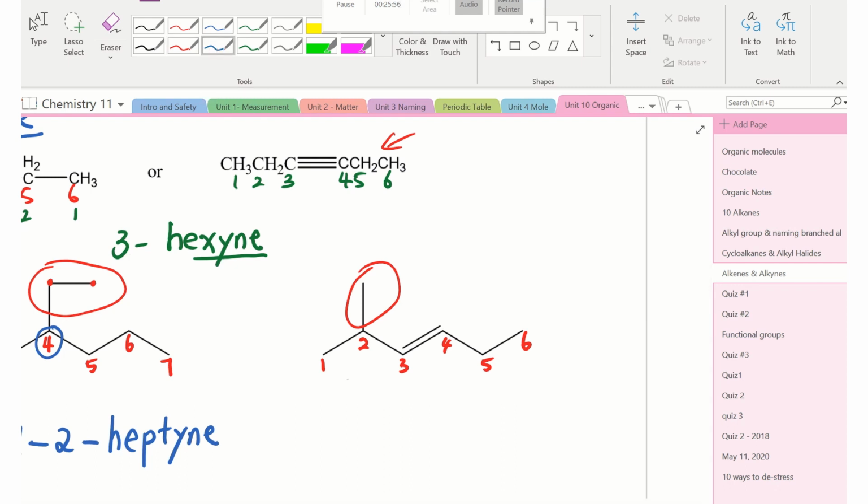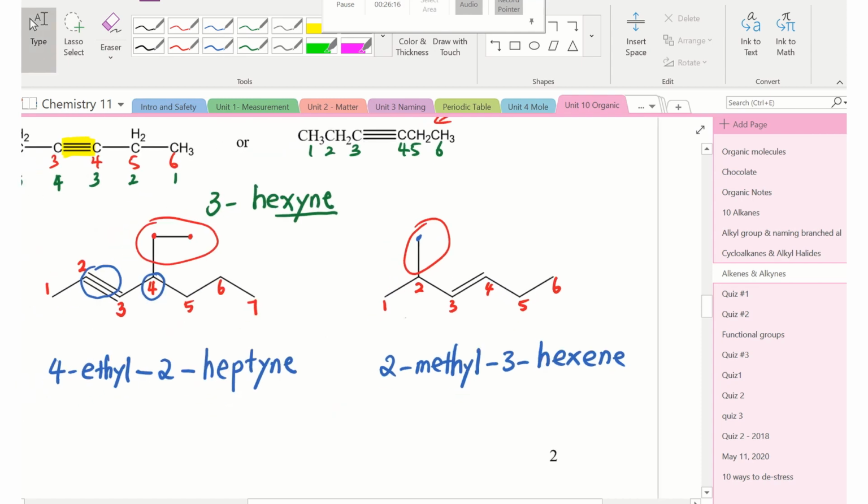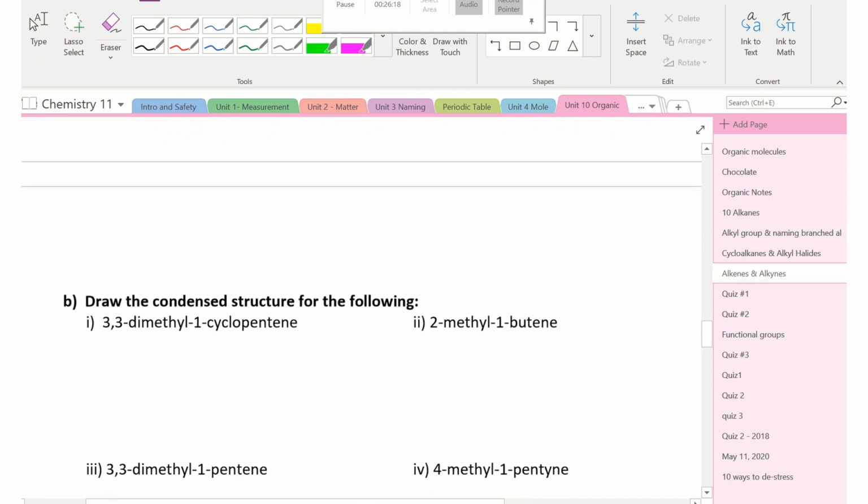The side group here is a methyl group, because it's just one carbon. So it's 2-methyl, and the double bond begins on the third carbon, hexa. With the double bond, it is hexene, like this. There you go. All right, moving on, next page.